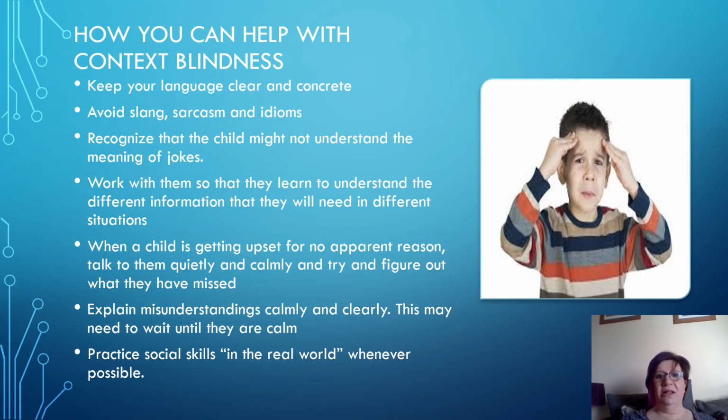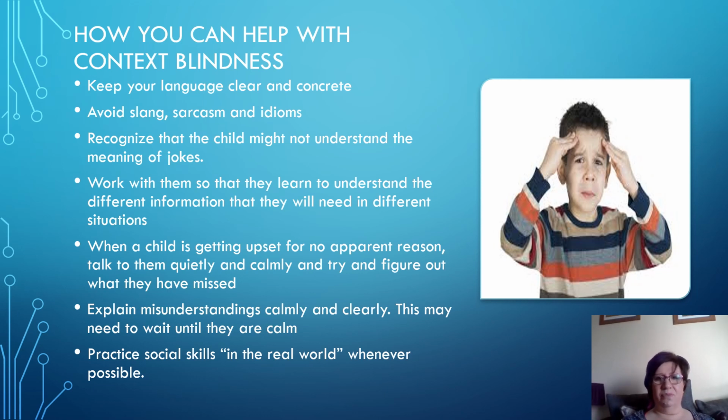Okay, so how can we help a child who's struggling with context blindness? We need to keep things really clear. Keep your language clear, keep it concrete. Don't put the would you, could you, should you, can you, will you type questions to children with neurodevelopmental problems, because it just becomes incredibly confusing. Avoid slang, avoid sarcasm and idioms. Things like keep your eye on the ball, would you like to take a chair, the pot calling the kettle black. All of those things are meaningless for a child that can't read between the lines and figure out what they mean.